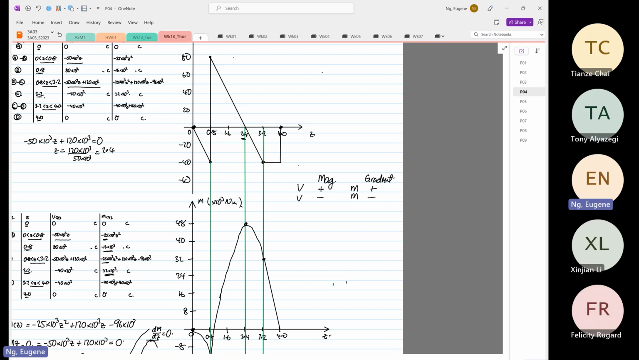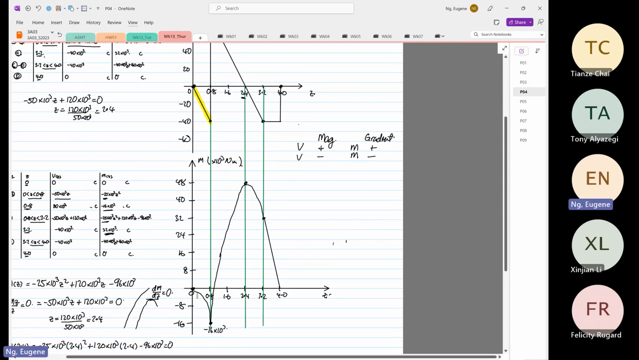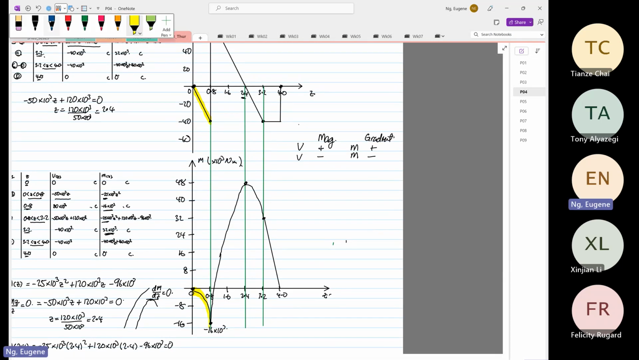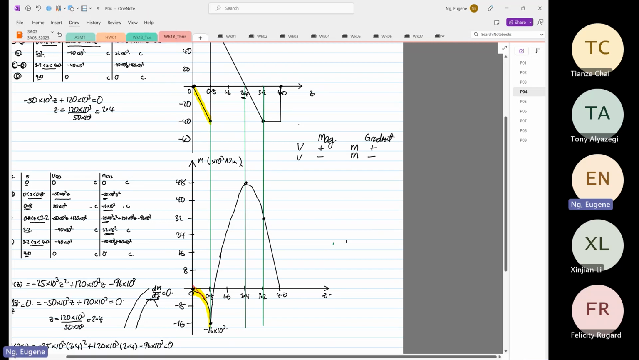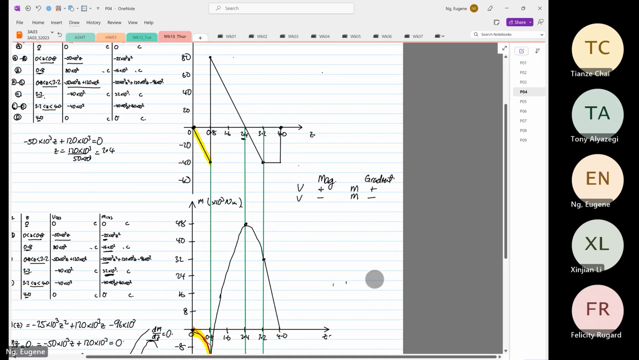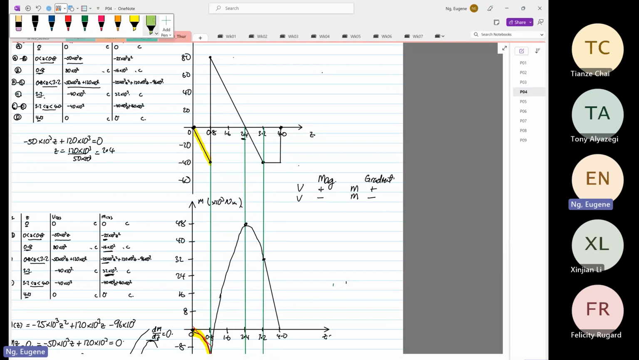So let me show you. In this region down here, the magnitude is what? Negative. The gradient is also negative. If I were to draw a tangent on this curve, it's also negative.